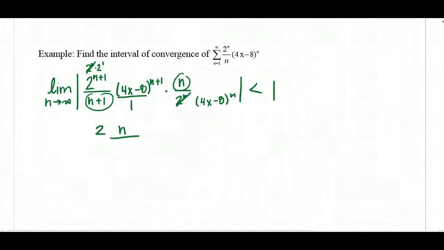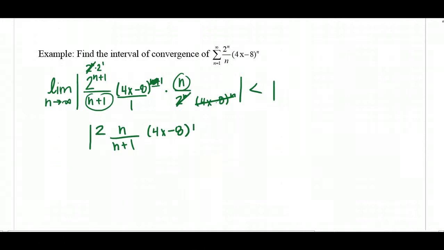So I'll have n over n plus 1. And then I have (4x minus 8) to the n plus 1, and on the bottom, I have (4x minus 8) to the n. So the (4x minus 8) to the n will cancel with the (4x minus 8) to the n here, so all I'll have left is one copy on the top of 4x minus 8.